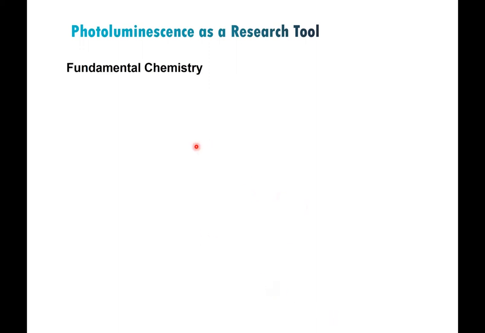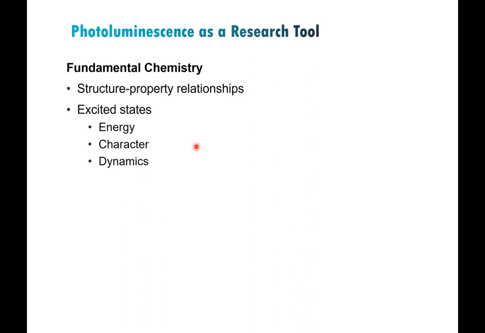As we all know, it's very important for studying fundamental chemistry, especially structure property relationships in photoluminescent compounds. It gives us information about the energy and the dynamics and the character of excited states. So all that information that we want to learn about, whether it's a charge transfer state or not, whether the kinetics of different processes that can happen, all of that we get by studying photoluminescence in a rigorous fashion like we've described.